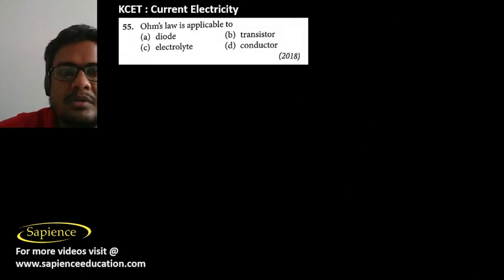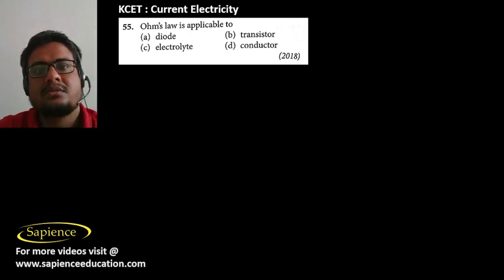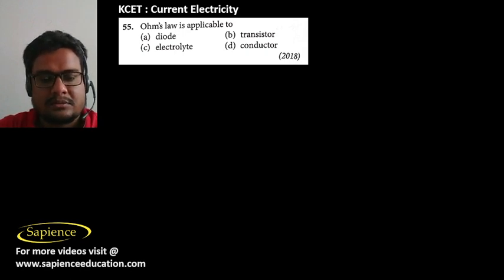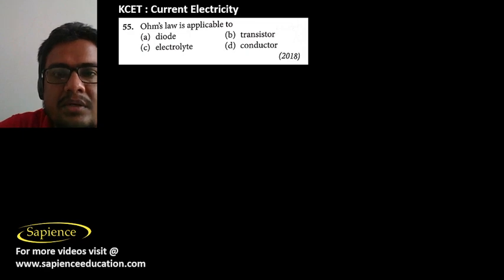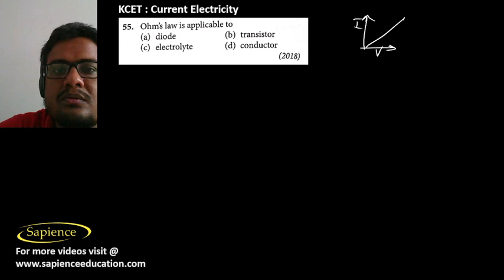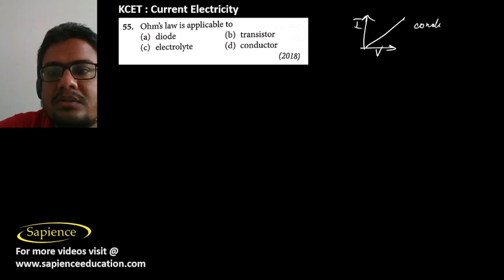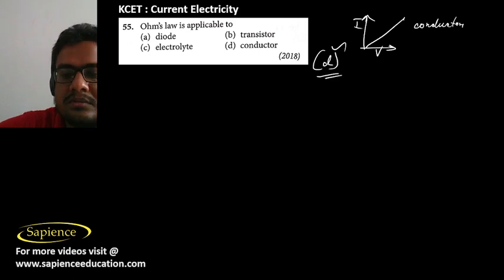Ohm's law is applicable to diode, transistor, electrolyte, conductor. So it is applicable to only conductor. Since why? The IV characteristics is a straight line, the I versus V graph should be a straight line only in the case of conductor. So it is following Ohm's law. Option D is the correct answer.